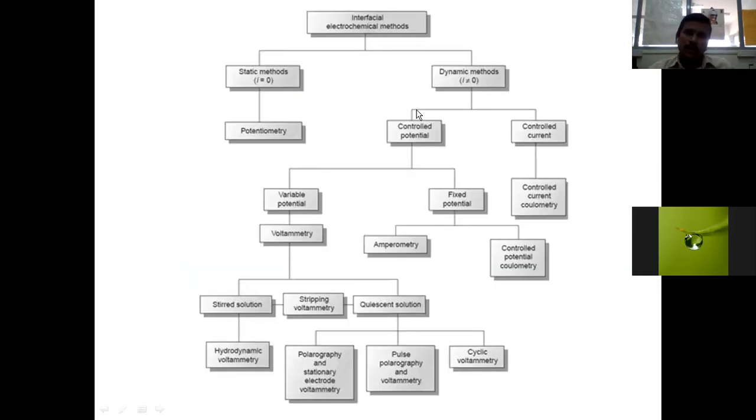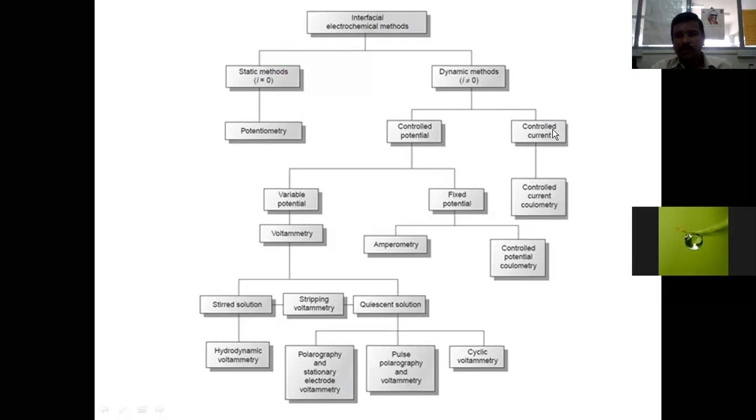And this is an overall family tree of interfacial electrochemical methods, what I have presented so far. Interfacial electrochemical methods are classified into static methods and dynamic methods. Static methods are those where there is no generation of current, I equal to 0. In dynamic methods, there is generation of current; non-zero current is passed or applied. A very suitable example for static methods is potentiometry. For dynamic methods, controlled potential analysis and controlled current analysis are done.